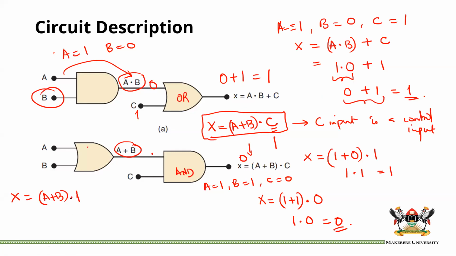Anything and 1 is that thing. That means A or B. So if A or B is a 0, 0 and 1 is 0. If A or B is a 1, 1 and 1 is a 1. So you can see that whatever A or B is will go to the output, making C a control gate. But we are going to describe this further in future. For now, we can leave it at that.